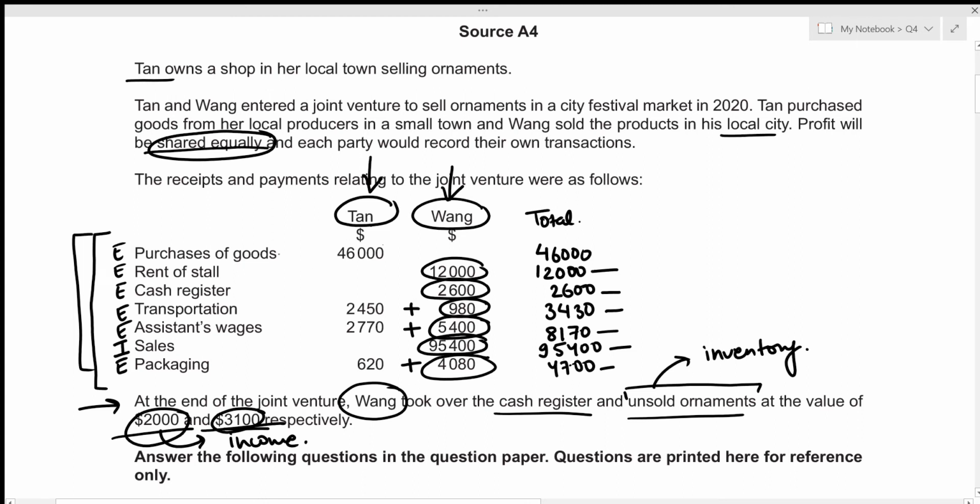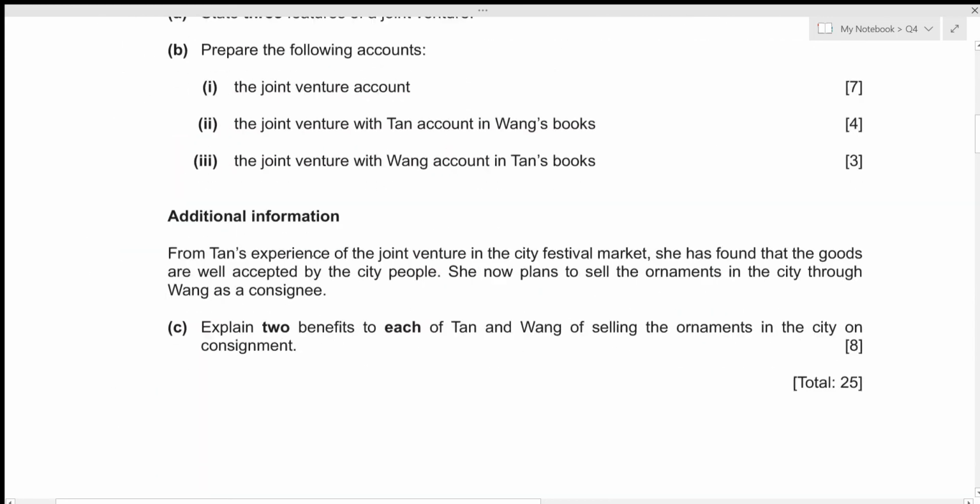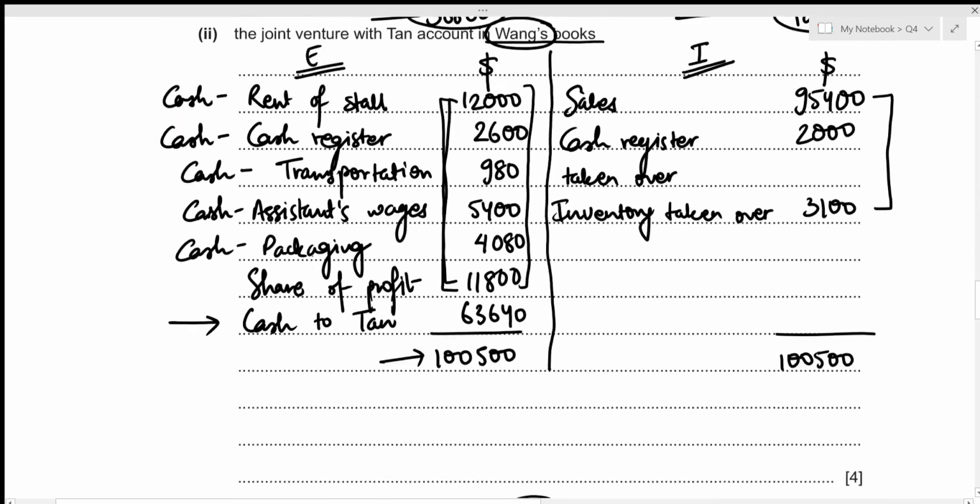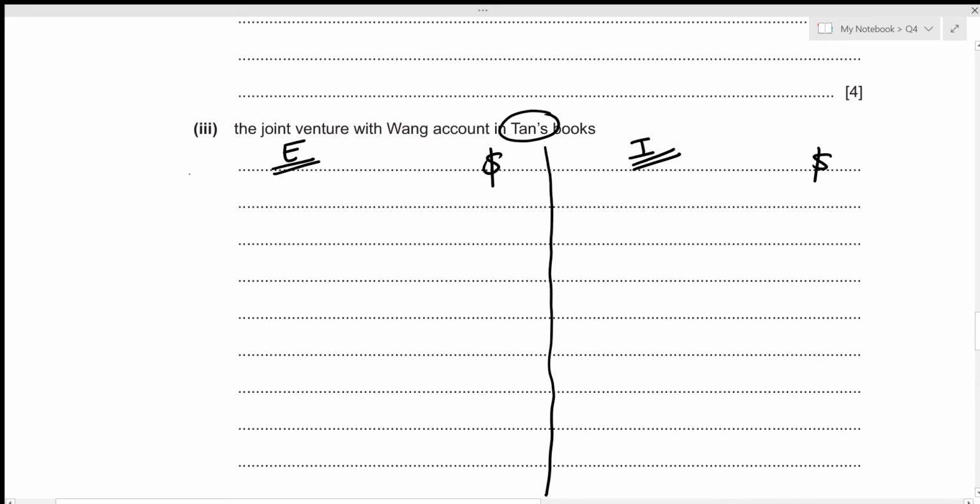Now we can see that the first one is an expense relating to purchase of goods, which is being paid by Tan, and that amounted to 46,000. And this is an expense, so we need to record this on our debit side. Let's do that. So Tan paid cash for the purchase of goods. And this amounted to 46,000.